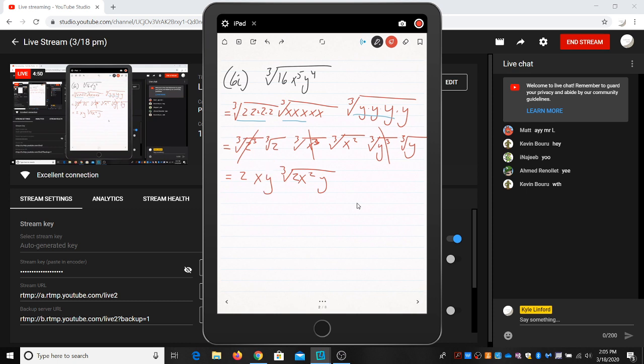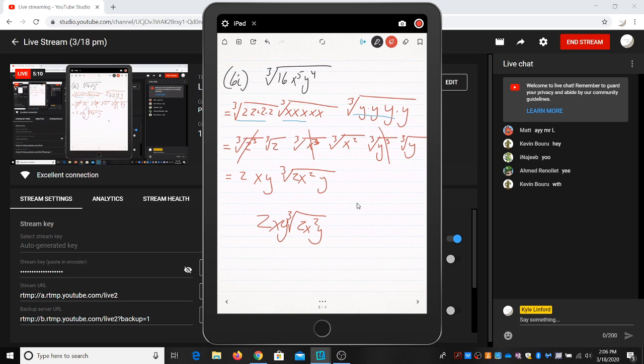The reason for that is sometimes students might write this as 2xy cube root 2x squared y. And when they put that 3 there, they're not sure, is that a y cubed or is that a y times the cube root? In Microsoft Word, it's actually very difficult when typing this to distinguish that.